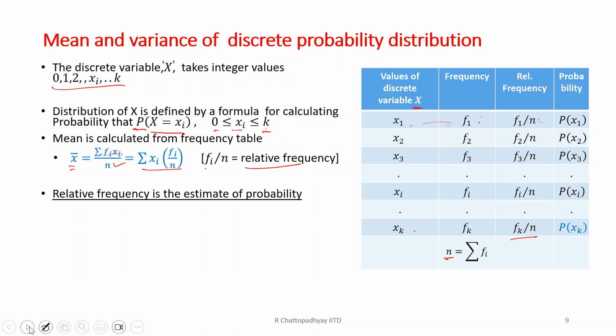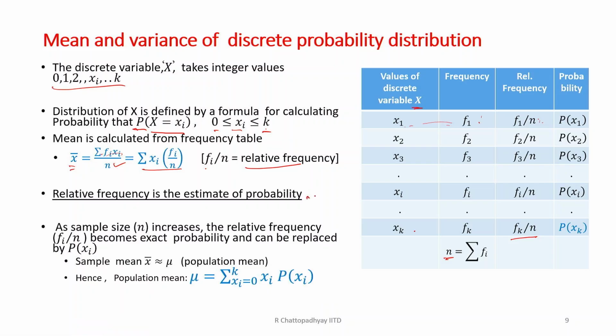Okay, now relative frequency is the estimate of probability. It is a very important statement, so that's why it is underlined. Now, as the sample size small n increases, the relative frequency becomes the exact probability and can be replaced by pxi, which we have done in the last column. And the sample mean becomes equal to the population mean because n is increasing.